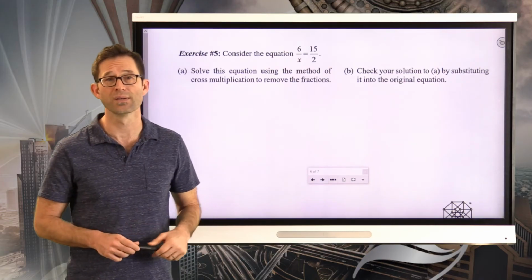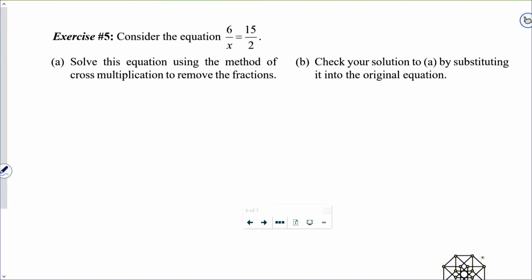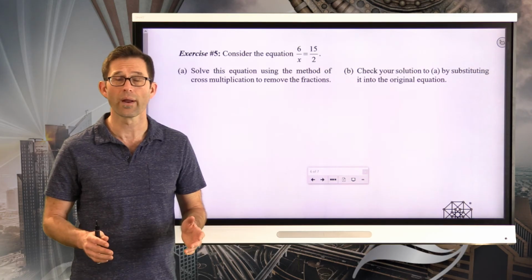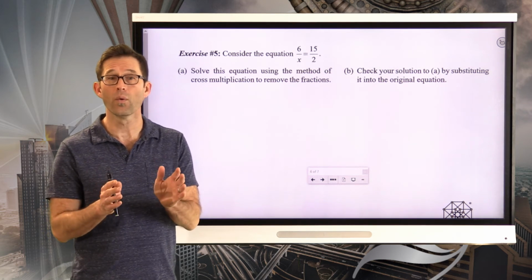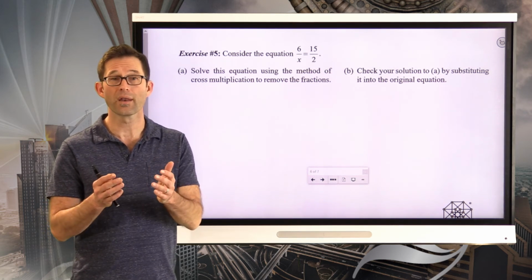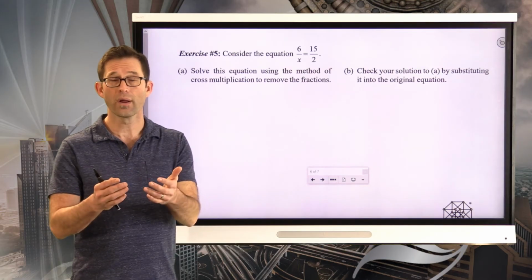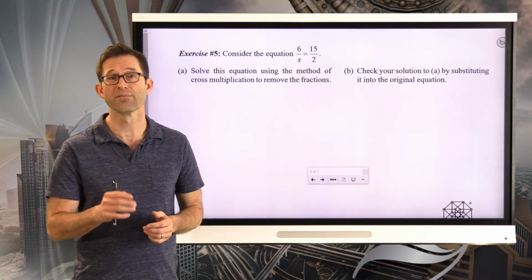So let's take a look at exercise number 5. Consider the equation 6 over x equals 15 over 2. Letter A, solve this equation by using the method of cross multiplication to remove the fractions. All right, well, we just worked on this technique for a little bit. Why don't you go ahead and do it? I will warn you that letter A, you'll end up getting a fraction as an answer. Write your answer in simplest form. Pause the video now.